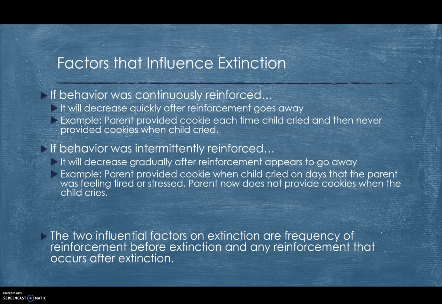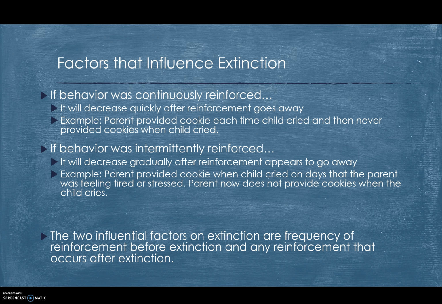And then we do want to keep in mind some factors that influence extinction and how quickly it might work, how long it might take. If the behavior was continuously reinforced beforehand, so we think about the parent with the cookie, let's say that the parent provided the child a cookie every single time that he cried and screamed. That would be a quick decrease after the reinforcement is taken away, because the child thinks to himself, each time I cry and scream, I get a cookie. And then suddenly I cry and scream and I don't get a cookie. So even if an extinction burst occurs in the beginning, the behavior will probably decrease much more quickly.